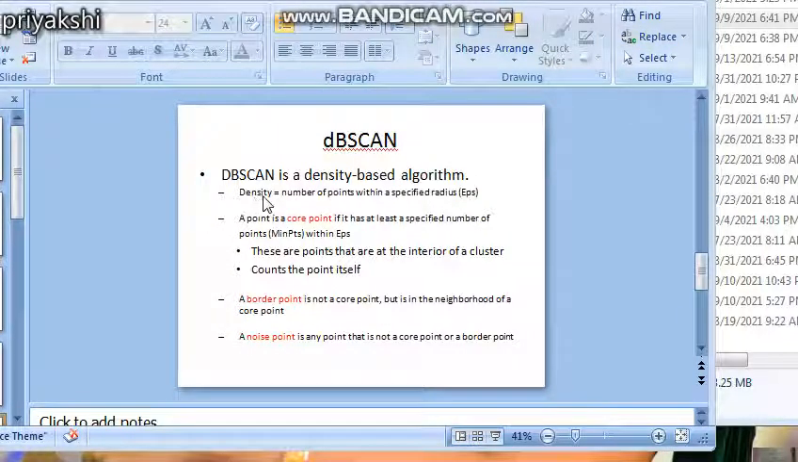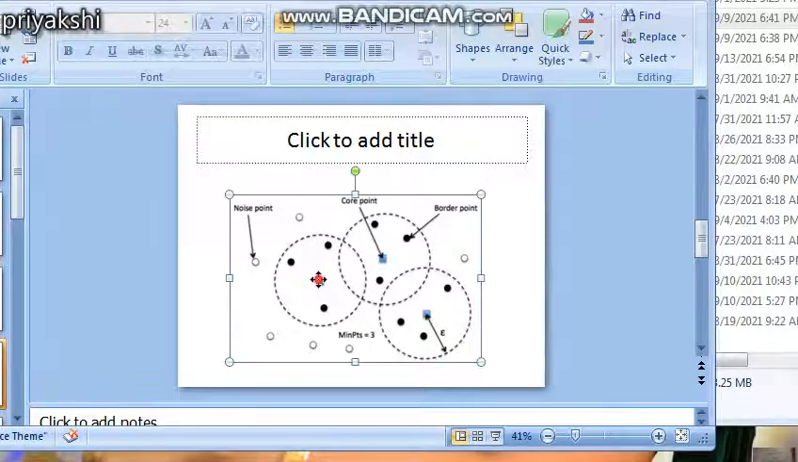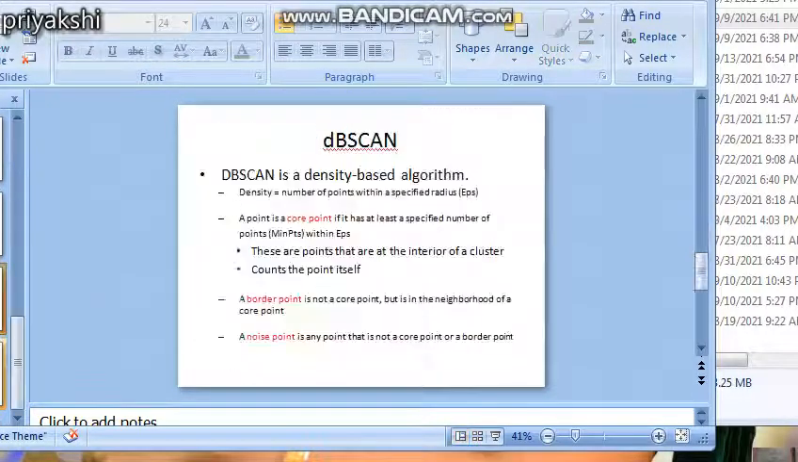In the DBSCAN algorithm, the density is defined as the number of points within a specified radius. So density is the number of points within a specified radius. If this is a point and this is the radius, then we can draw a circle. Taking this radius we can draw a circle, and this is known as the epsilon neighborhood of the point that is marked as blue. So the neighborhood within a radius of epsilon of a given object is called the epsilon neighborhood of that object. So this will be the epsilon neighborhood of this particular object, and this will be the epsilon neighborhood of this particular object.